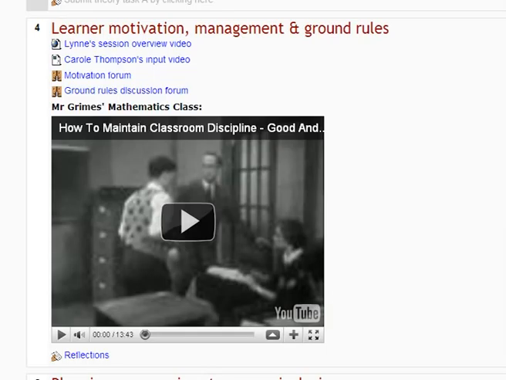The second forum is for a discussion of the ground rules that you'll set for your groups. How will you enforce these rules and what benefit will they be for yourself and for your learners?